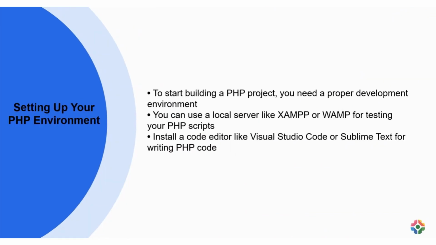To initiate PHP project development, establish a suitable development environment. Utilize local servers such as XAMPP or WAMP for testing PHP scripts. Additionally, install a code editor like Visual Studio Code or Sublime Text for effective PHP code creation. This setup ensures seamless execution of PHP projects by providing a platform to write, test, and debug code efficiently.